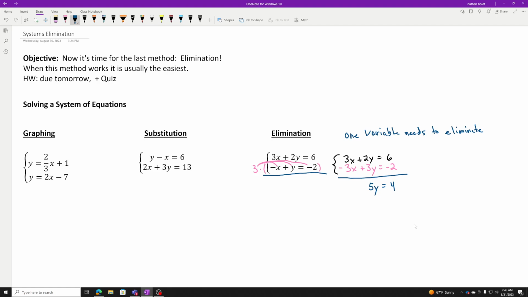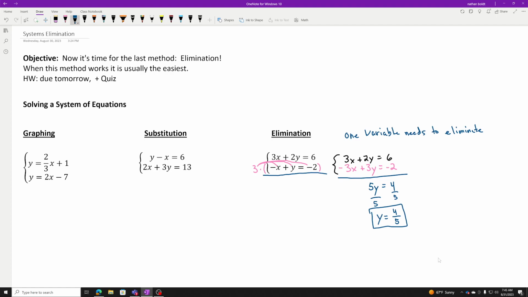Now I just got to solve for y. Divide by 5 on both sides. y is equal to 4/5. There we go. I have my first variable solved for.